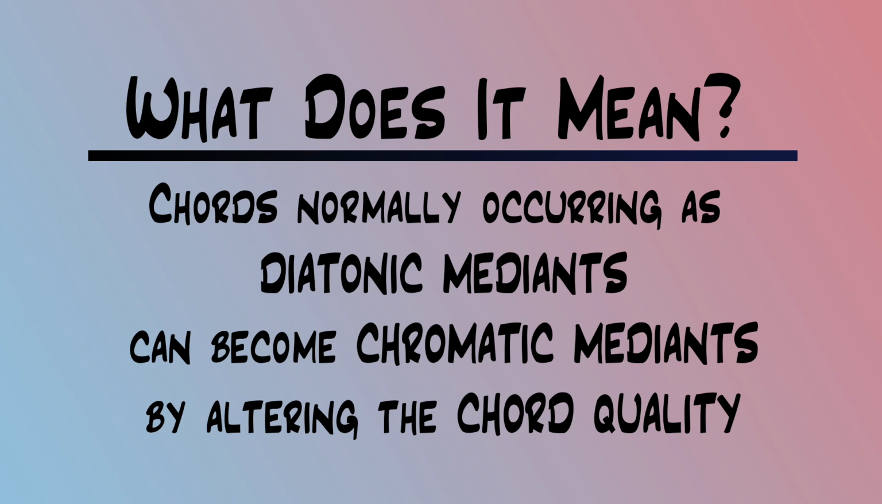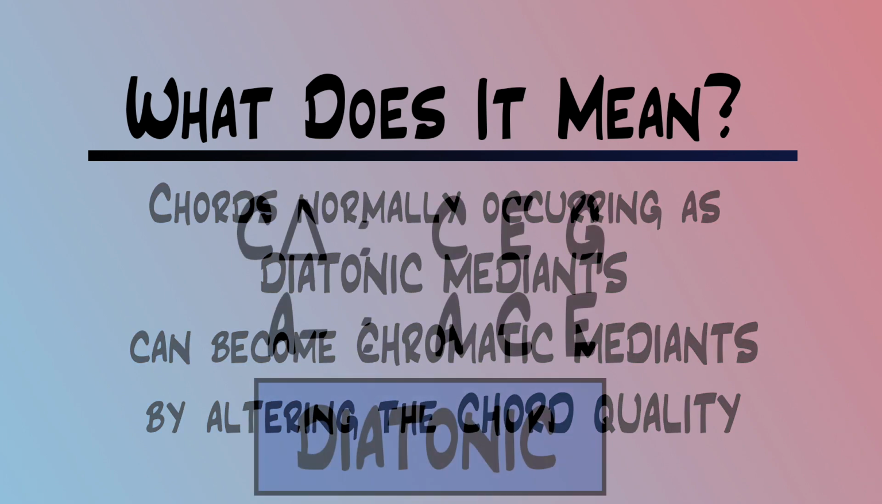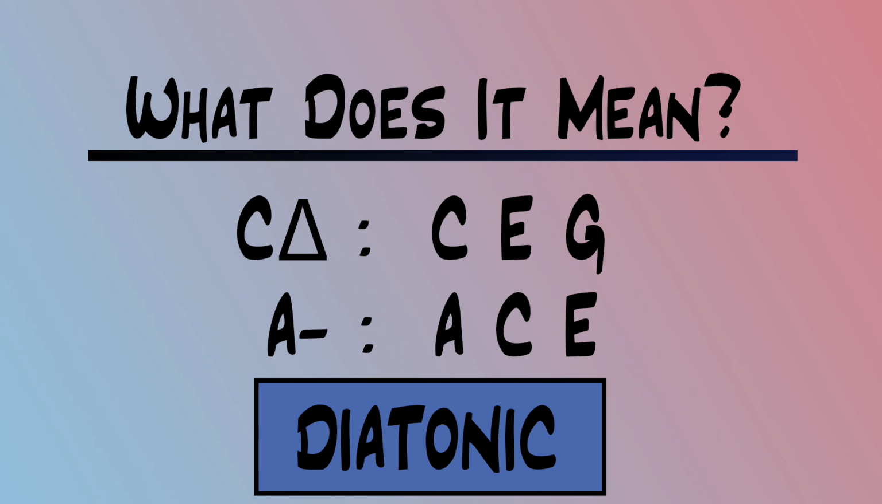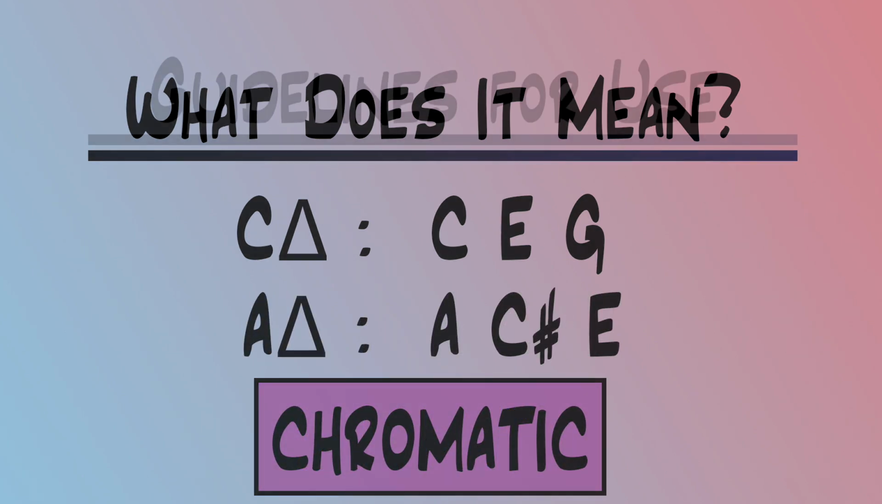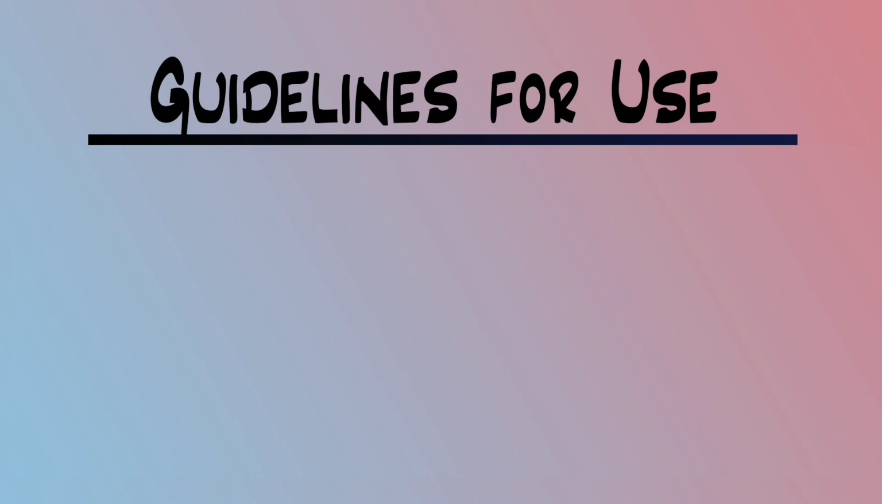Even if the note initially starts off as a diatonic mediant, and we can even create a diatonic mediant chord relationship, we can alter a chord's quality to contain chromatic pitches. So diatonically, we can have C major and A minor, but we can introduce chromaticism by making A minor A major. So now that we can define the term chromatic mediant, let's check out some basic guidelines for creating and identifying chromatic mediants.